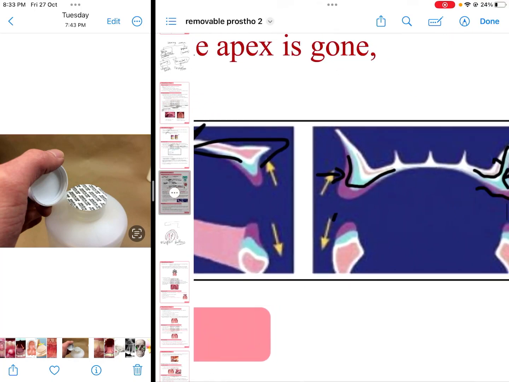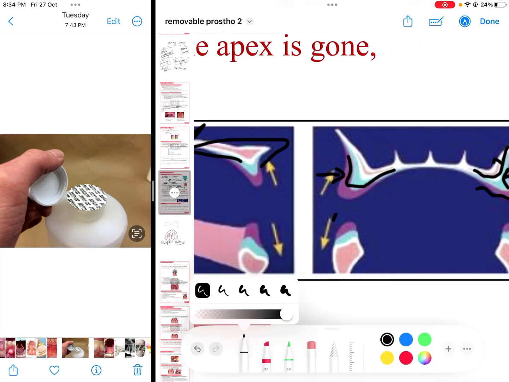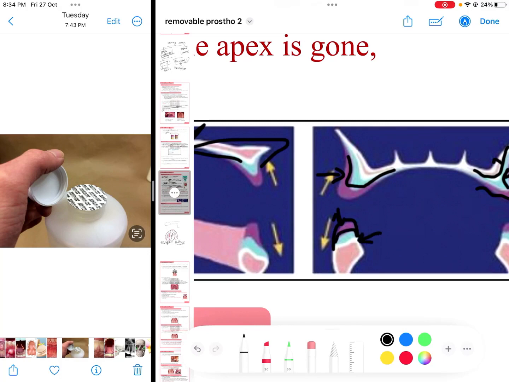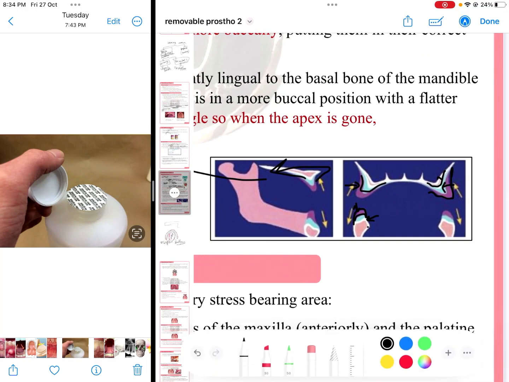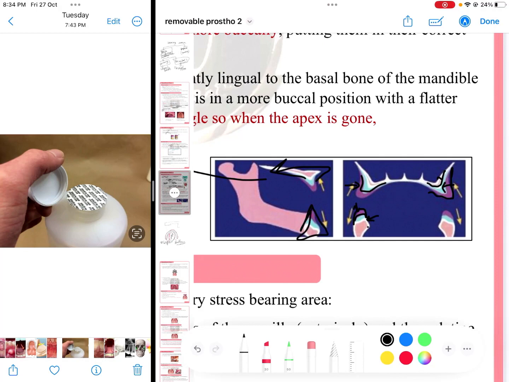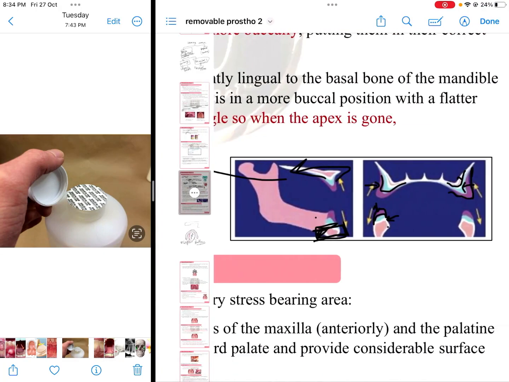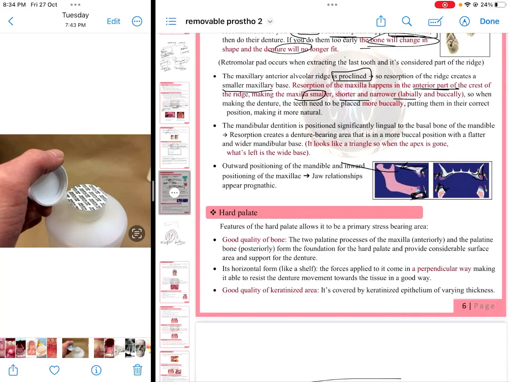So as we can see here, the mandible is getting shorter, and from here the resorption is happening, so it's getting wider. Okay, from the lingual side. Look here, if we imagined it like a triangle, the triangle is getting shorter, and from here it's becoming wider and wider. Okay. So now what is this related to denture or dentistry, or when we construct a denture?